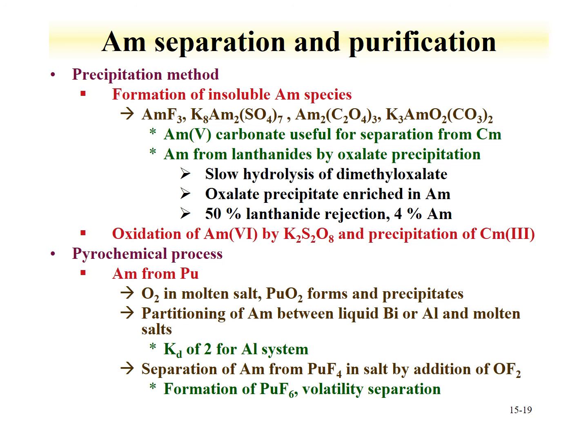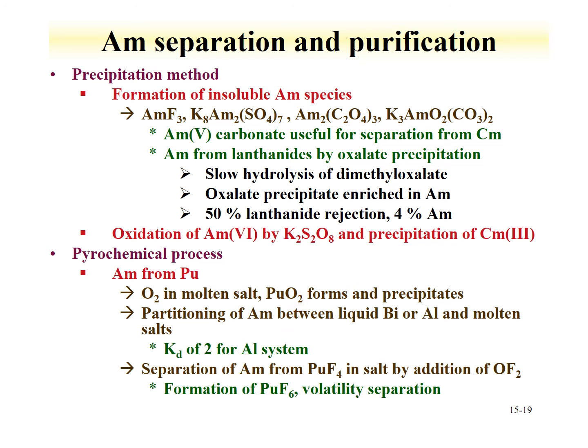Other routes for precipitation include americium-6 and the precipitation of curium-3. So in this route, the hexavalent state is soluble, where curium, as a trivalent, could be precipitated by such species as the fluoride. There's also pyrochemical processes for separating americium, particularly from plutonium, where if in a molten salt system oxygen is introduced, plutonium dioxide forms and precipitates.